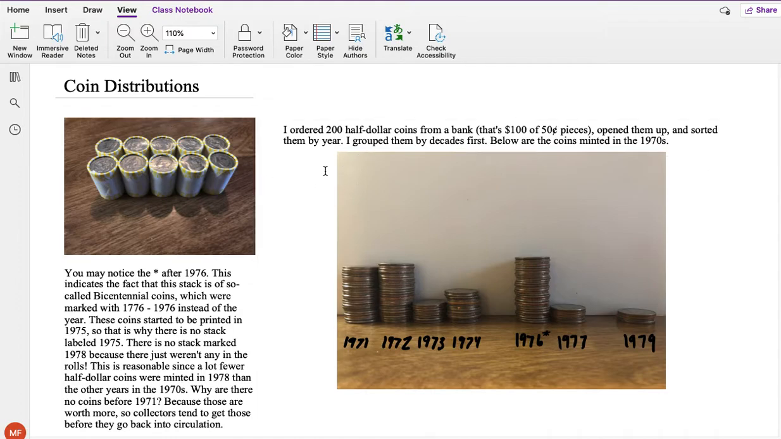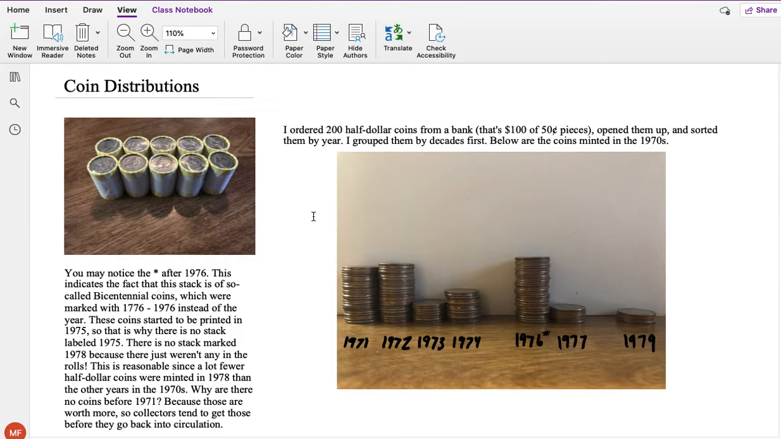to talk about some ways of displaying frequency, but to do that, let me set up a problem we're going to use for that. So some background, I recently ordered 200 half-dollar coins. I ordered them from my bank, so that's $100 worth of 50-cent pieces.